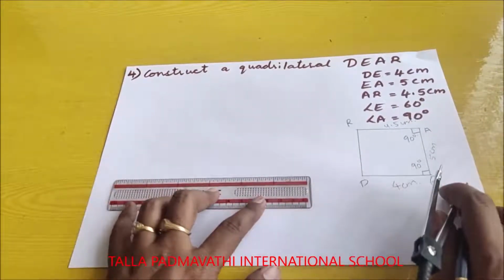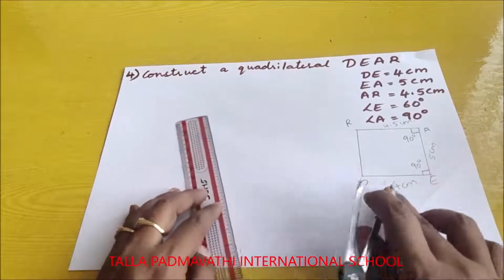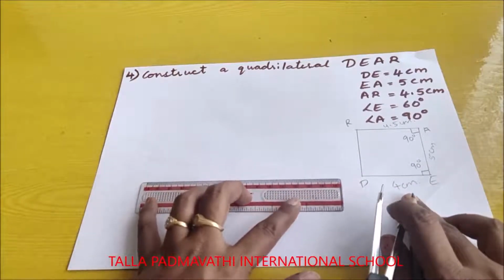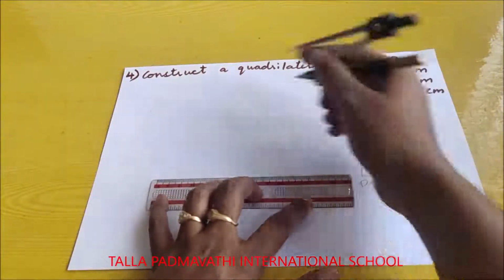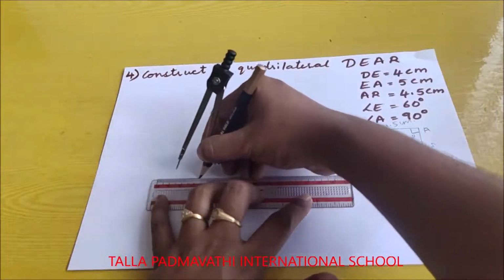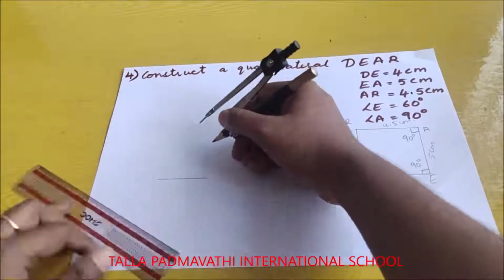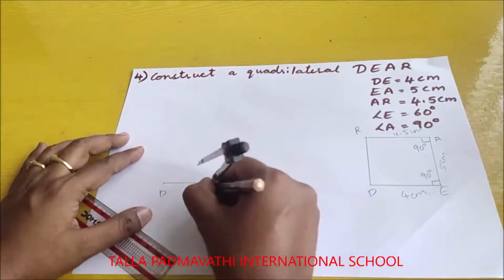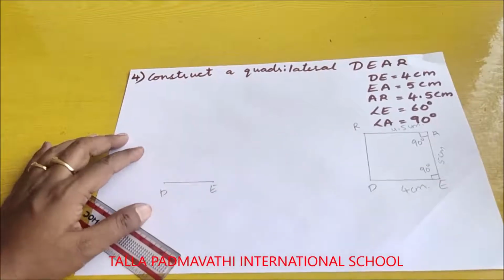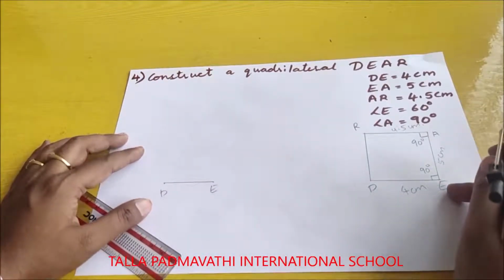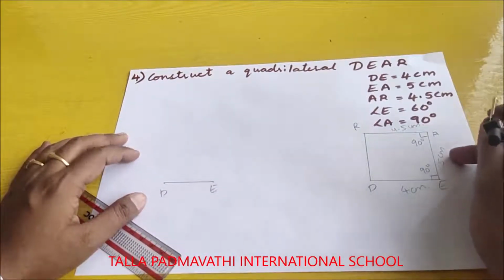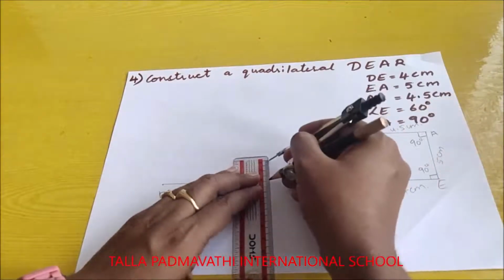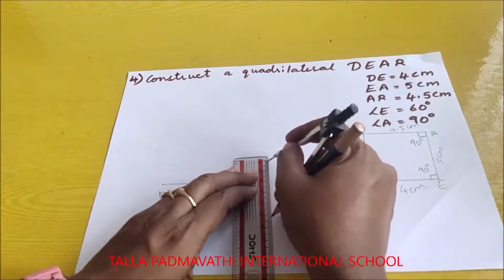So first DE we need to draw now. So with 4 centimeters you need to draw a line segment. So we need to draw a line segment of 4 centimeters is the first step. And next is, children, with E as center, with radius 5 centimeters, you need to draw an arc. So you are going to draw an arc of 5 centimeters.